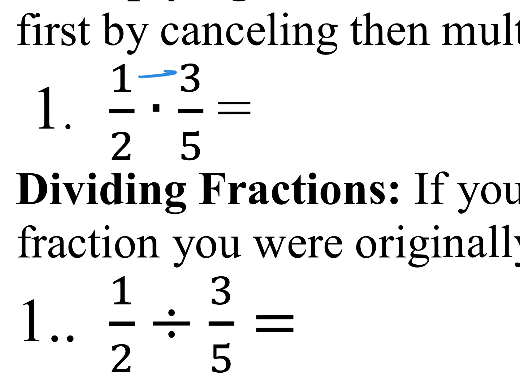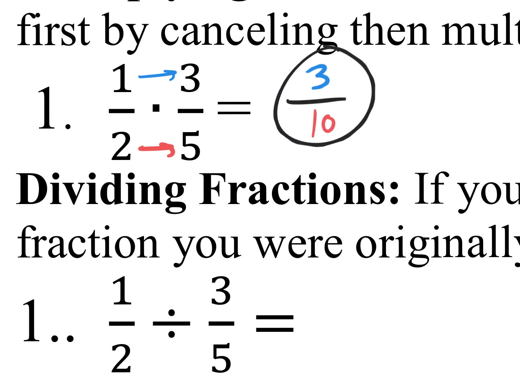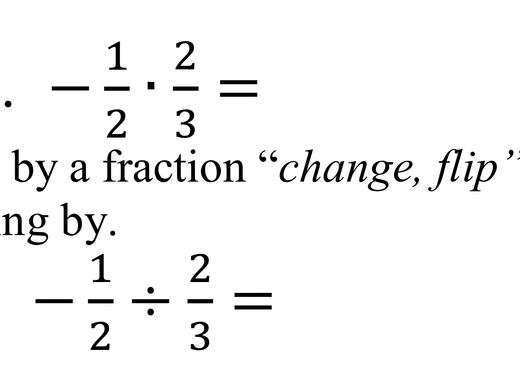You multiply 1 times 3, you get 3. Multiply 2 times 5, you get 10. And you can't reduce that, so that is your answer, 3/10. Moving on to number 2, everybody together.